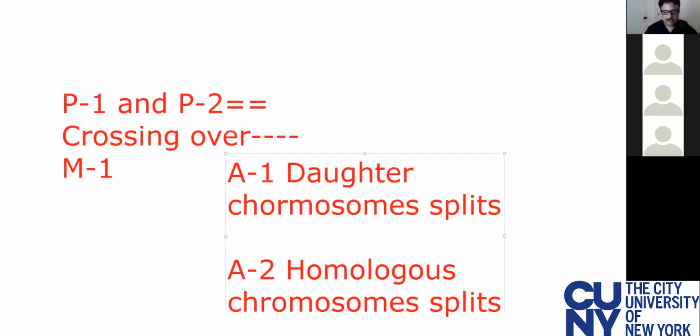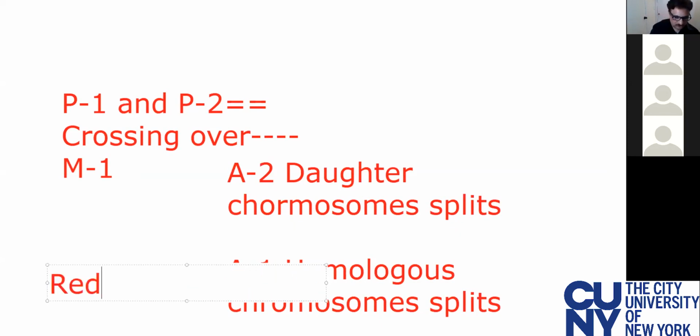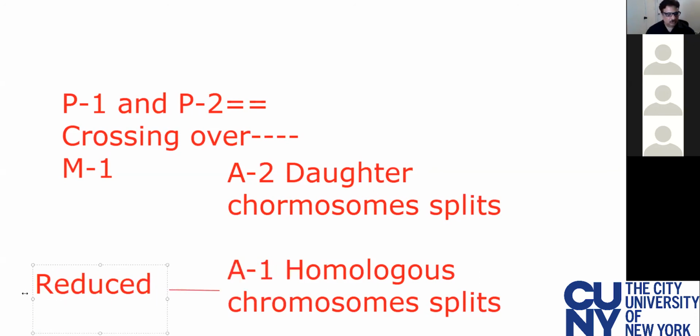I just want to go back to the question for exact wording. What is the difference between anaphase one and anaphase two? This is the reverse. In anaphase one, homologous chromosomes split. In anaphase two, the daughter chromosome splits. So as a result of anaphase one, when homologous chromosomes split, the chromosomal number is reduced. It's because of anaphase one that the chromosomal numbers are reduced. And in anaphase two, daughter chromosomes split, which is like mitosis.